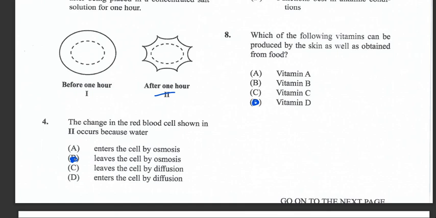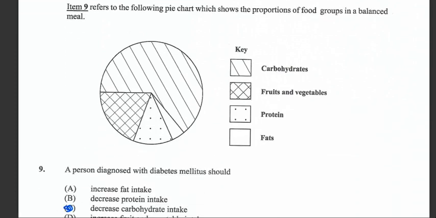So therefore the answer would be D, vitamin D, for number 8. Alright, good. Number 9 here, it says refer to the following pie chart.